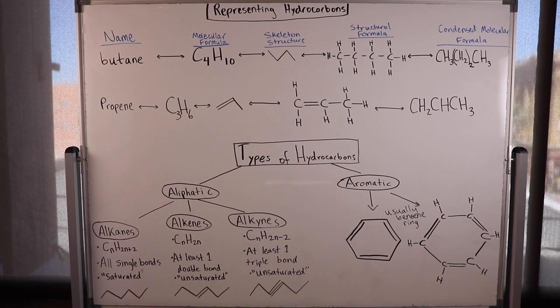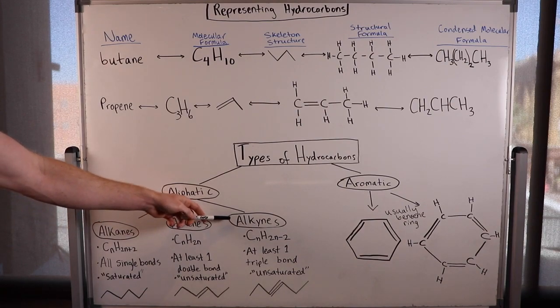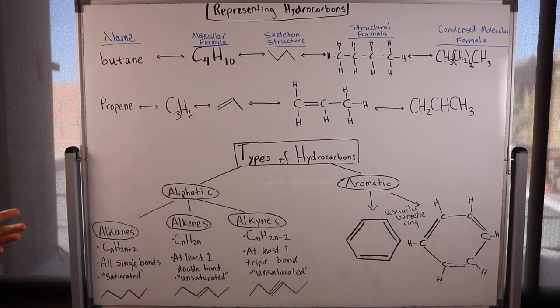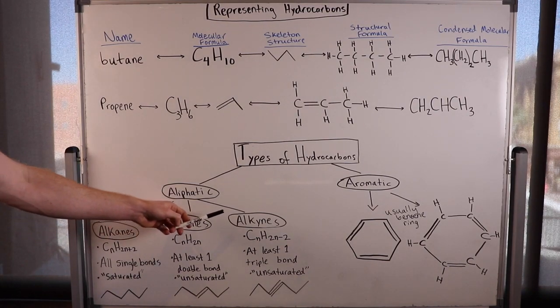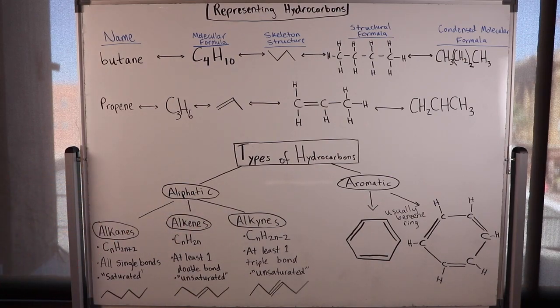The 3 main divisions of hydrocarbons in the aliphatic division are alkanes, alkenes, and alkynes. Aliphatic is kind of another word for a non-polar hydrophobic hydrocarbon. That's not terribly important right now, but just know that these types of molecules are nonpolar and they don't like to be in water.